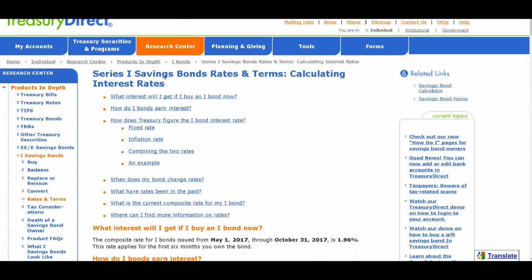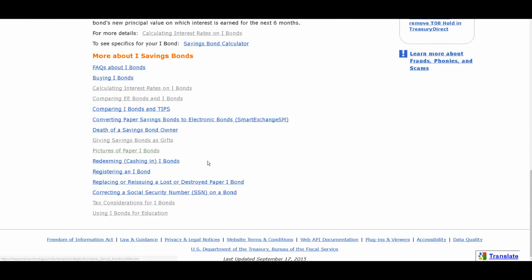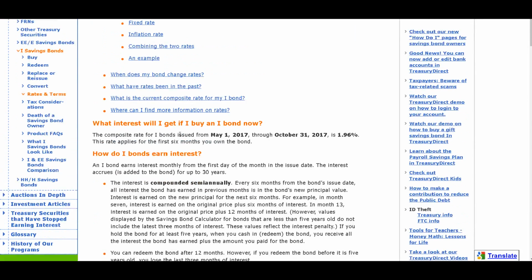Let's go back here to right here. And we did cover a lot of this information. So I bonds have two rates, a fixed rate of return, and then they have the variable inflation rate, which we're going to just jump right into now. So right now, the composite rate for the I bond issued from May 1st to October 31st is 1.96. Now this percent blows EE bonds out of the water.